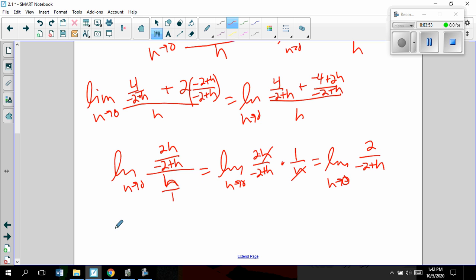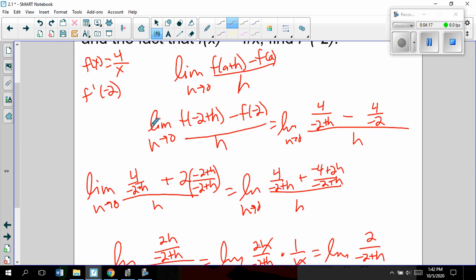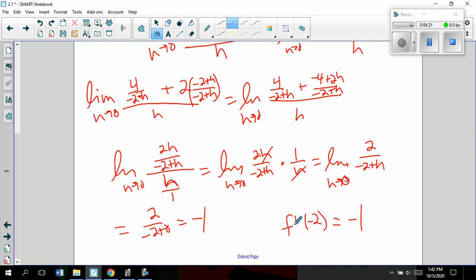Now that we have canceled the divide by h that was around from where we started, I can evaluate my limit by plugging 0 in, and I have negative 2 plus 0, so I would get negative 1. And again, that means that f prime at negative 2 is negative 1. The slope of 4 over x at negative 2 is negative 1. And so it's, again, that formal way of deriving it versus just plugging in some numbers and hoping we estimate correctly. Now we have a process for getting that number.